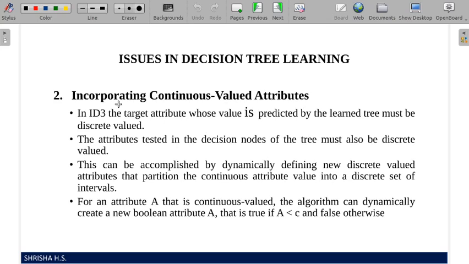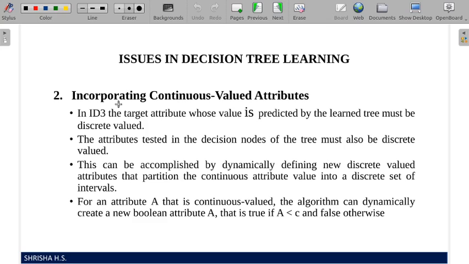So we dynamically define new discrete valued attributes and map them to the continuous values. For an attribute A that is continuous valued, the algorithm can dynamically create a new boolean attribute, yes or no. That boolean attribute is true if A is less than the threshold, otherwise false.